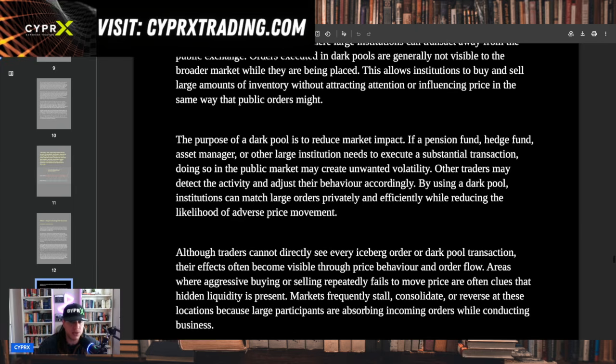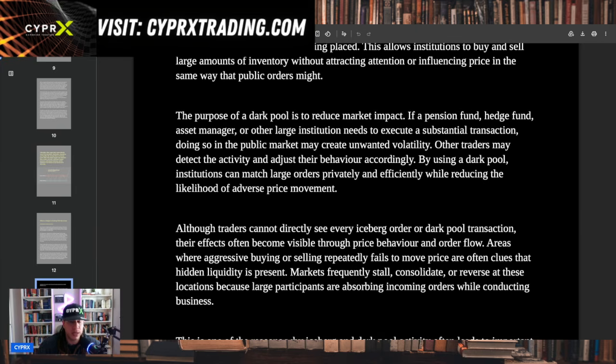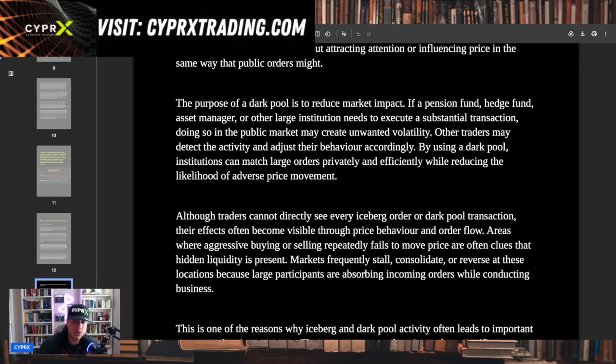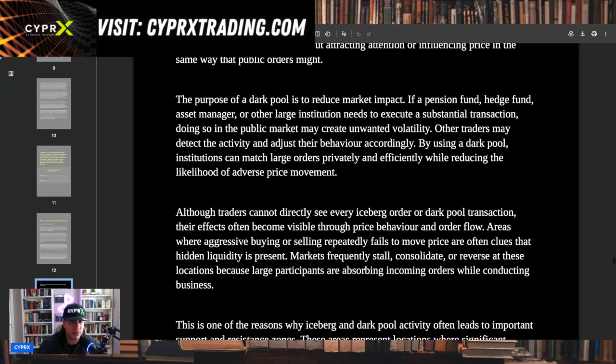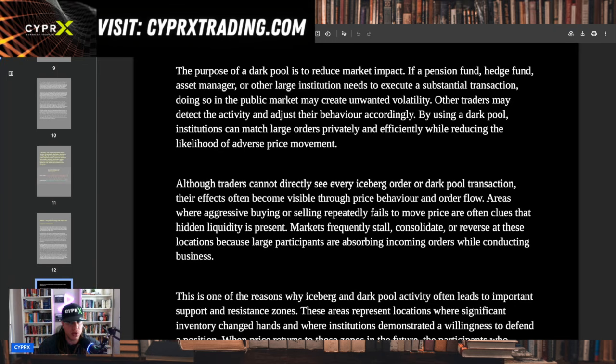The purpose of a dark pool is to reduce market impact. If a pension fund, a hedge fund, an asset manager, or another large institution needs to execute a substantial transaction, doing so in the public market may create unwanted volatility. Other traders may detect the activity and adjust their behavior accordingly. By using a dark pool, institutions can match large orders privately and efficiently while reducing the likelihood of adverse price movement.